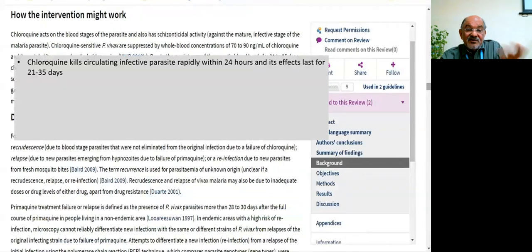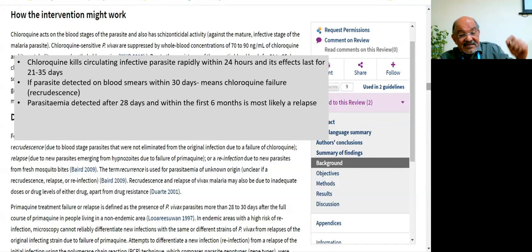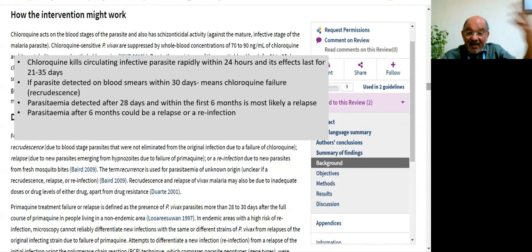Now, how does it work? Chloroquine kills the infective parasite rapidly within 24 hours. That effect lasts for about a month, right? And if you find a parasite within that month, it means chloroquine has not worked. So chloroquine resistance, right? So any parasite detected after that period within the first month is usually considered a relapse. And after that, it could be a relapse or a reinfection.